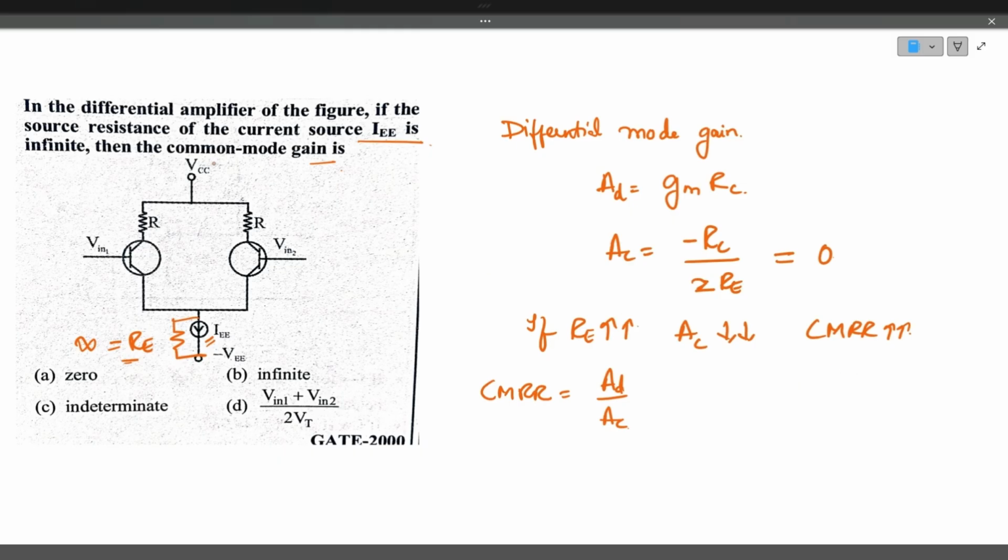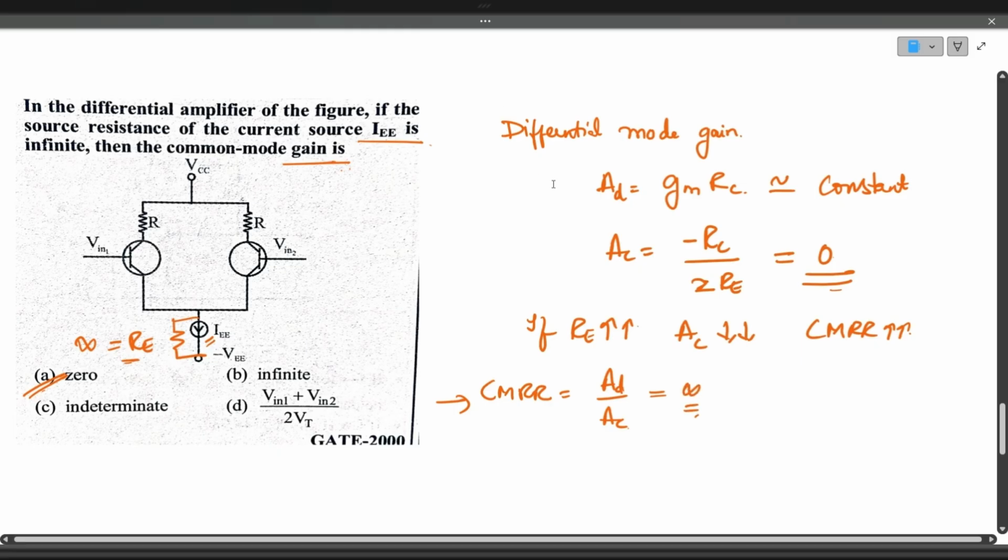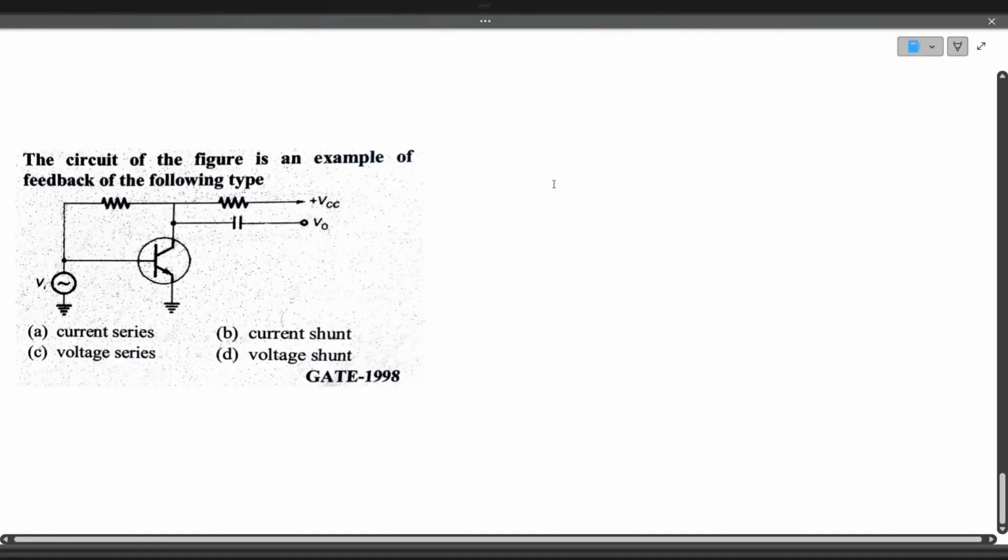So now in the question he is asking, if the source resistance, emitter resistance tends to infinity, then the common mode gain he is asking. The common mode gain is equal to 0. Answer is option A. Differential mode gain does not depend on emitter resistance, so it will be constant. The common mode rejection ratio will become infinite. Okay, right. We'll see the next question.